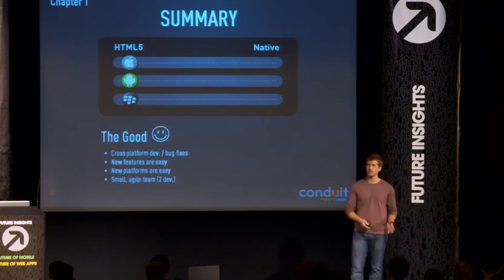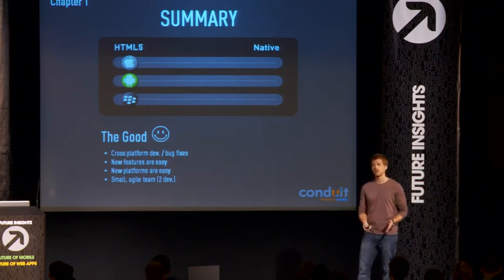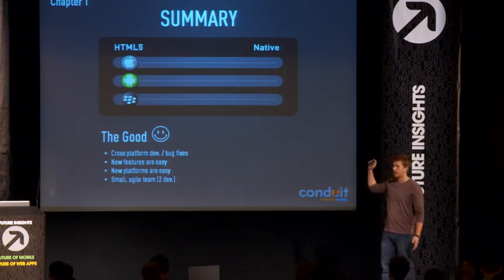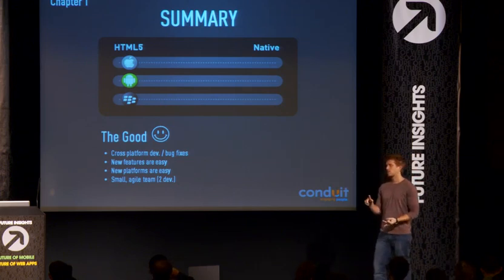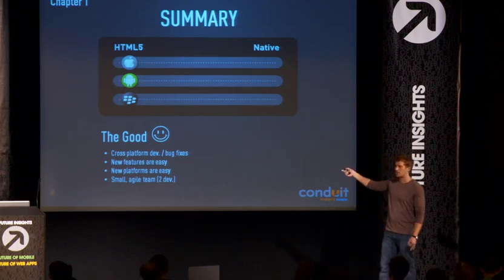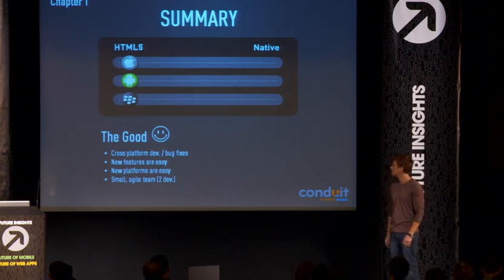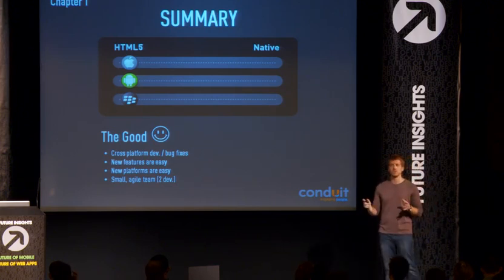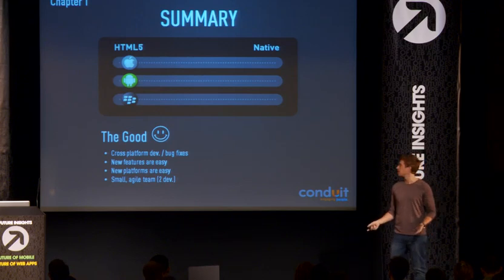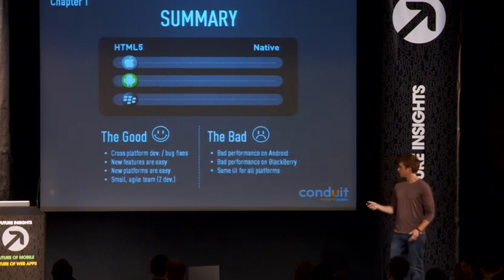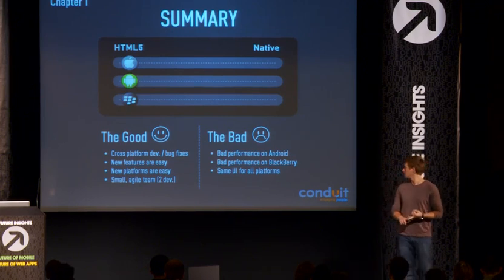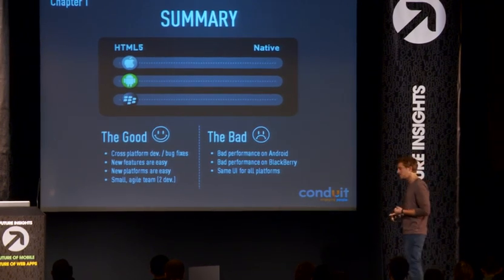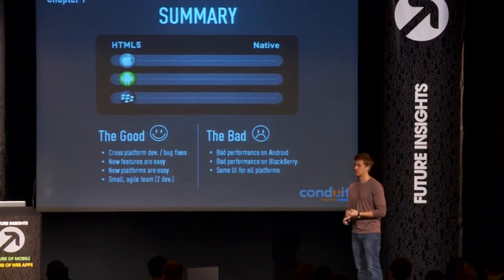Whenever we added a new feature, or fixed a bug, everything immediately reflected in all of these platforms. It was really easy to add new features. It was really easy to add a new platform. We just added BlackBerry a few days before we launched. And we could do everything with only 2 developers, which is a bit crazy. The bad part was that we had bad performance on Android and bad performance on BlackBerry. And we also had to use the same user interface for all platforms.